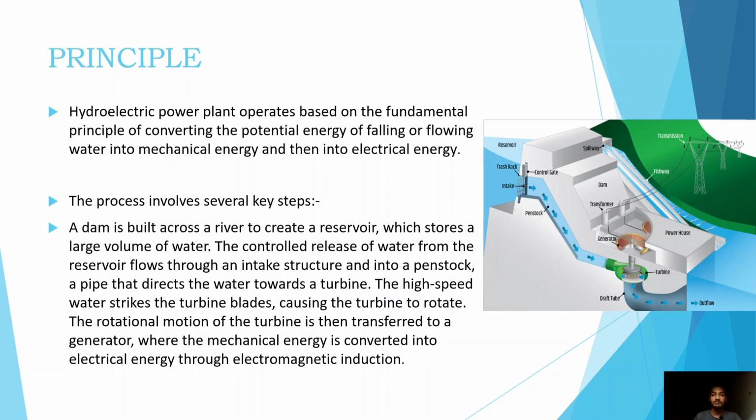The controlled release of water from the reservoir flows through an intake structure and into a penstock. A penstock is generally a narrow path by which water flows with a very high speed or with force. The high speed water strikes the turbine blades, causing the turbine to rotate. The rotational motion of the turbine is then transferred to a generator, where the mechanical energy is converted into electrical energy through electromagnetic induction.